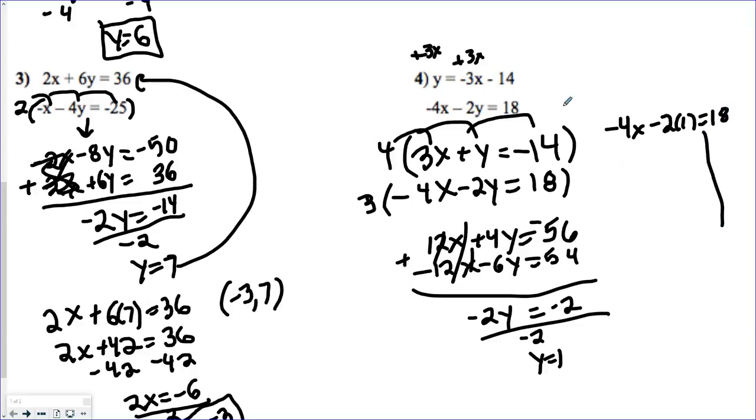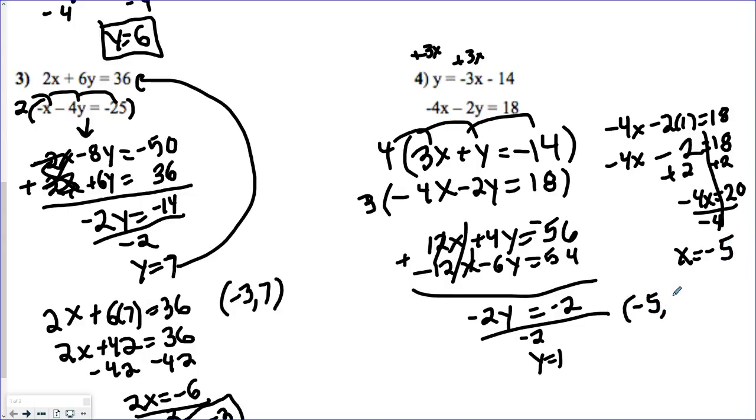Then I'm going to solve for this. So negative 4x minus 2 times 1 is just 2 is equal to 18. Add 2 to both sides. You get negative 4x is equal to 20. And then divide by negative 4, and you get x is equal to negative 5. So my answer would be negative 5, comma 1.